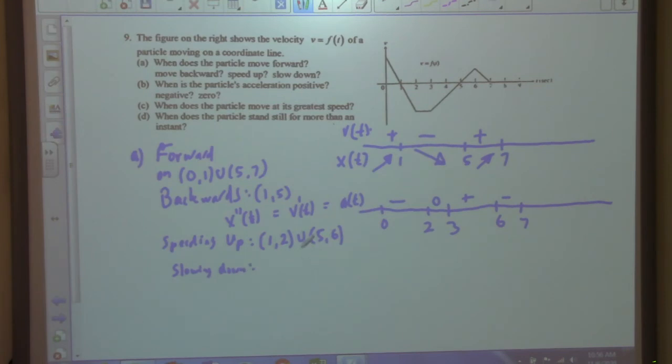Okay, good. And then slowing down, that'd be where they're not the same, or opposite. And so where do we see the slowing down occurring? 6 and 7? Yeah, between 6 and 7, right? Because we're positive here, but that's overlapping a negative here. So I'm going to put 6 to 7 right here. Anywhere else? 3 to 5? Yeah, looks like that, right? That's a minus up here, but positive over that interval. So 3 to 5.